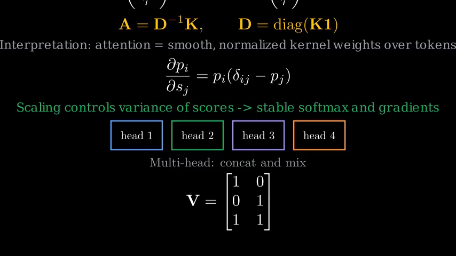Let us finish the example by applying A to simple values V. Pick 3 two-dimensional values to keep arithmetic small. Then Y equals AV does a weighted average of rows of V for each token using its attention weights.